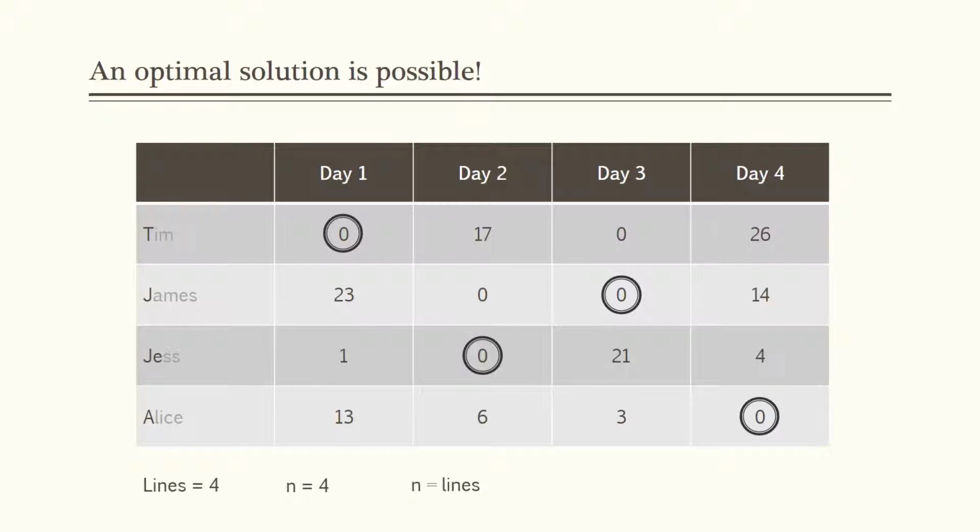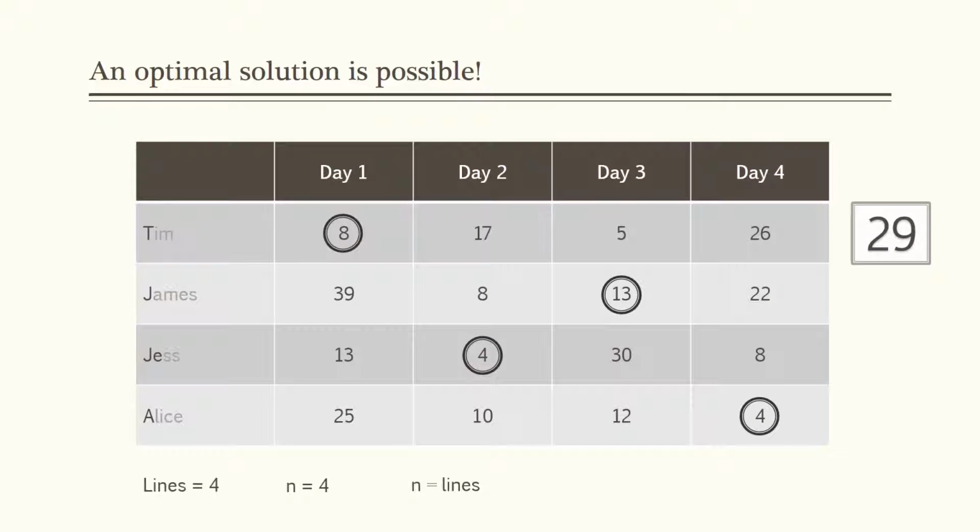Then we go back to our original table, and in our original table we look at the numbers in the positions where the zeros were. We have an 8, a 13, a 4, and a 4, giving us a result of 21. That is the minimum outcome that you could get from this table. So Tim is going to go with day 1, James is going to go with day 3, Jess is going to go with day 2, and Alice is going to go with day 4.